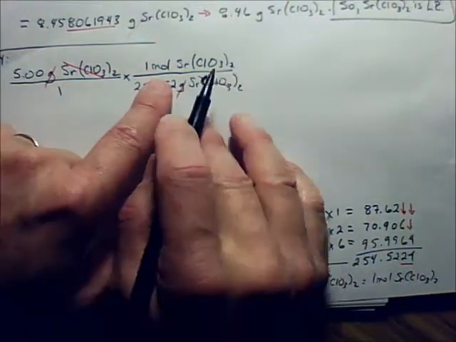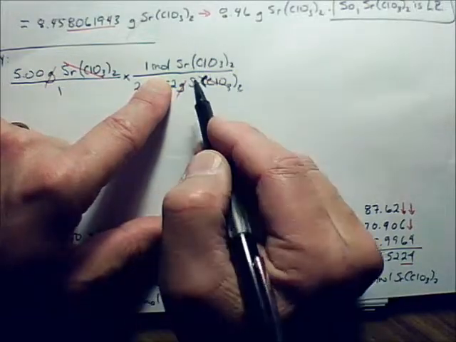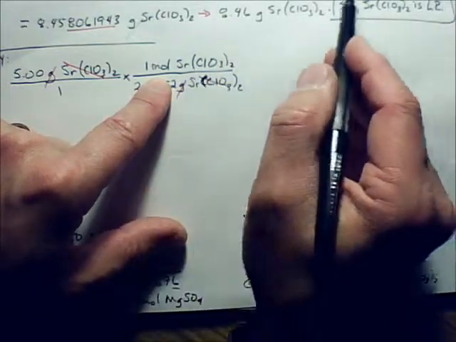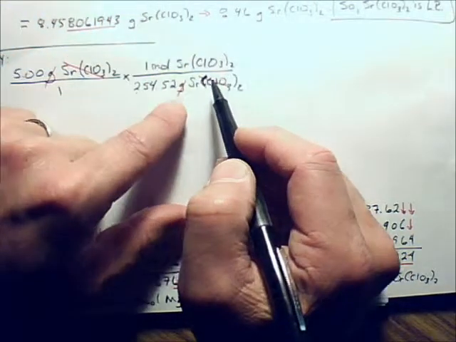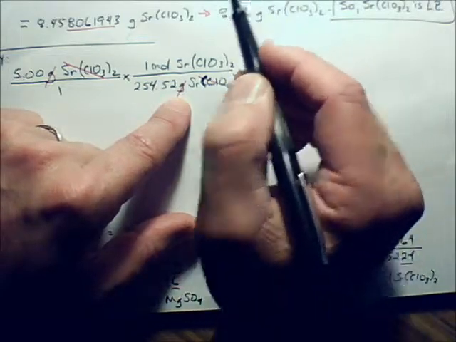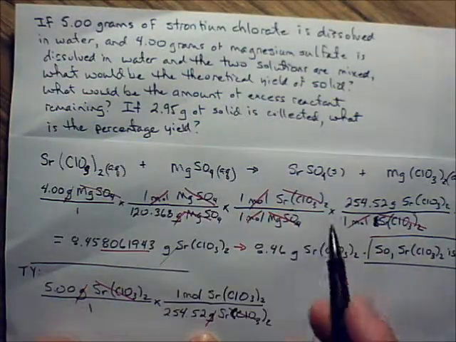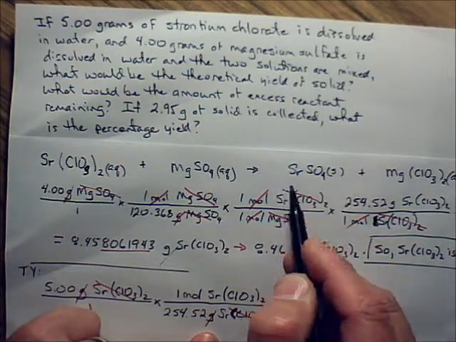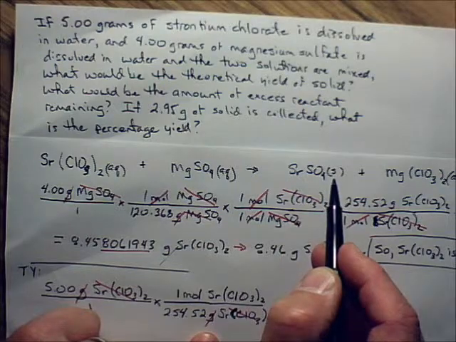Now that we have moles of strontium chlorate, we need moles of the other thing we're seeking. Now what we're looking for, we're not looking for the other reactant in this case. That's what we did up here earlier. What we're seeking now is the product in this equation. And the product, according to the way the problem's written here, is whatever the solid is. And when we balanced the equation and predicted the products, we found that this is the solid here, strontium sulfate.